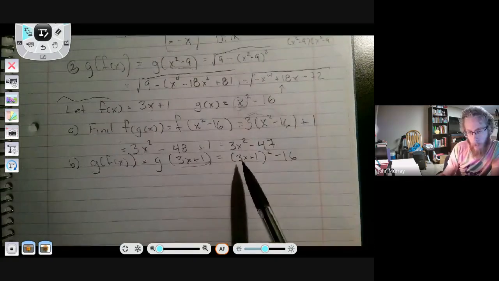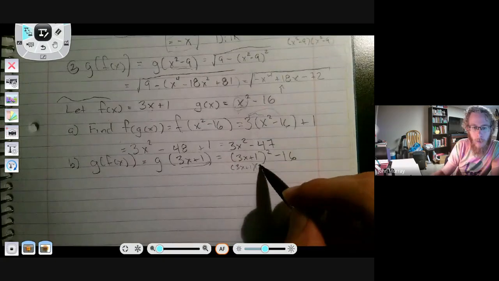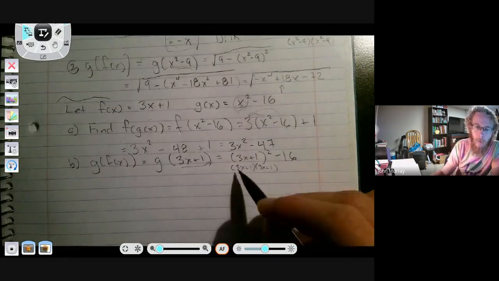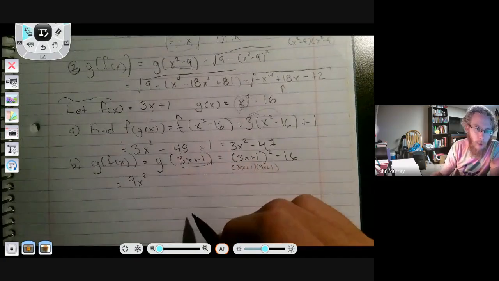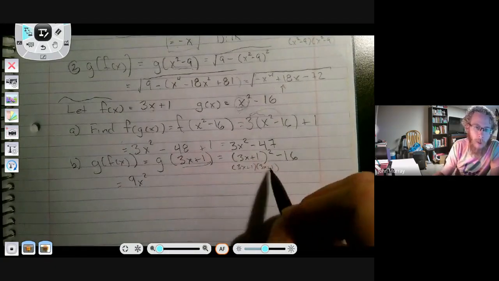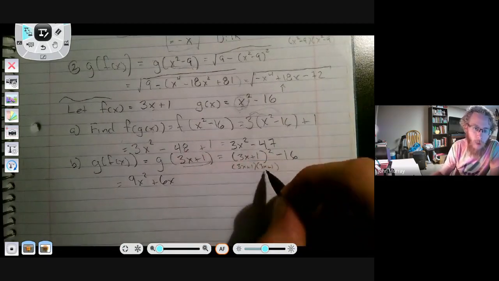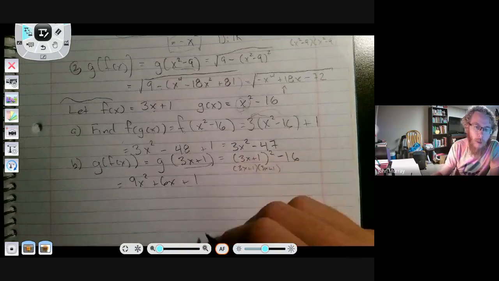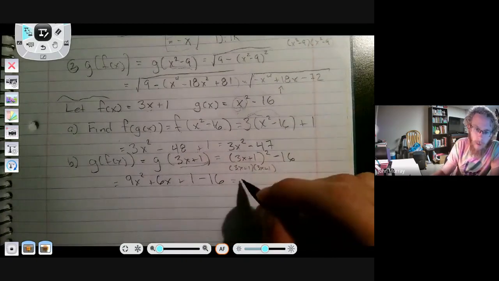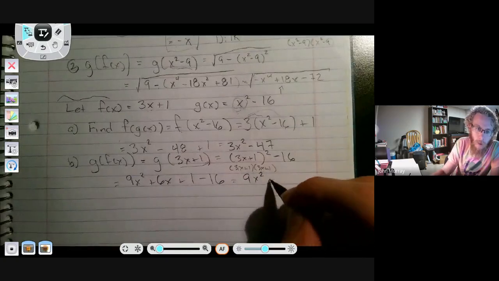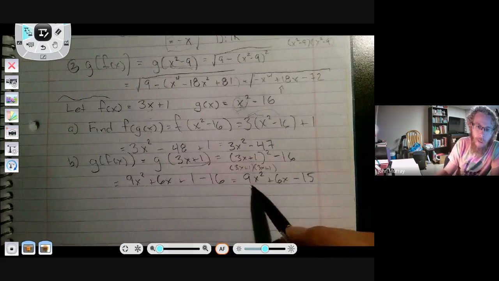So here, again, be careful, you have to FOIL 3x plus 1 times 3x plus 1. That's going to get us 9x squared. Then we have a 3x and a 3x, so that's going to get us 6x. 1 times 1 is plus 1, minus 16. Right, and then we just combine like terms: 9x squared plus 6x minus 15.